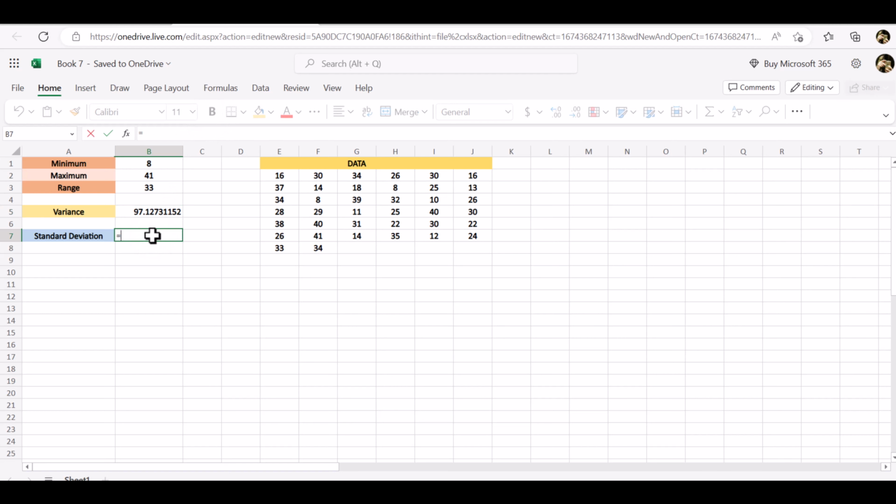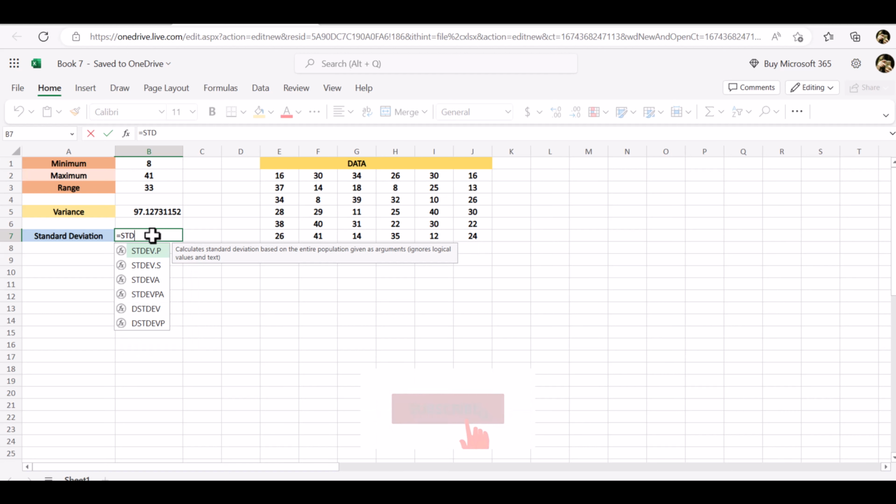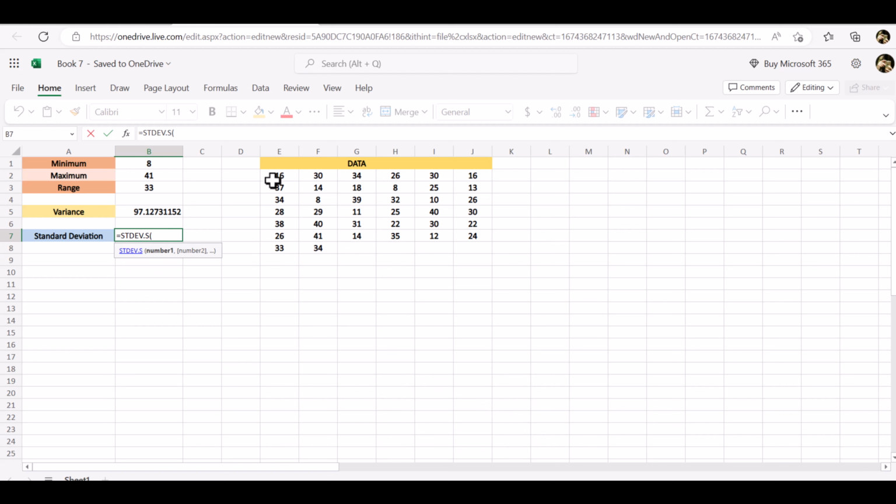Okay, for the sample standard deviation, I'm going to type equals, STDEV. Then highlight the data, and press enter, that is the sample standard deviation in Excel.